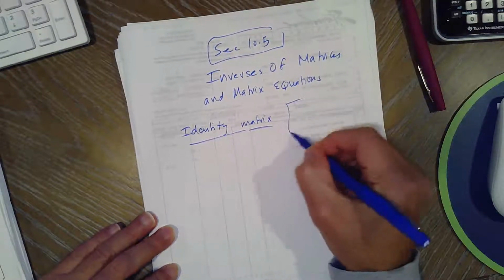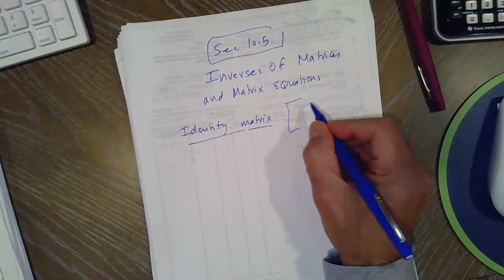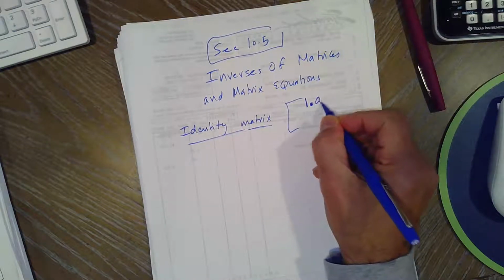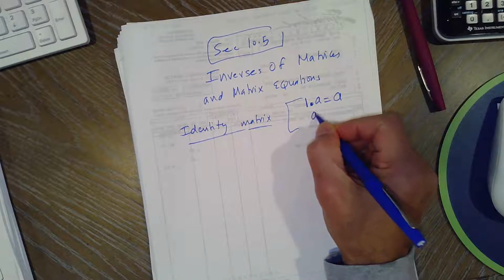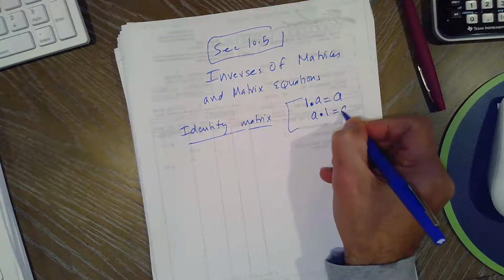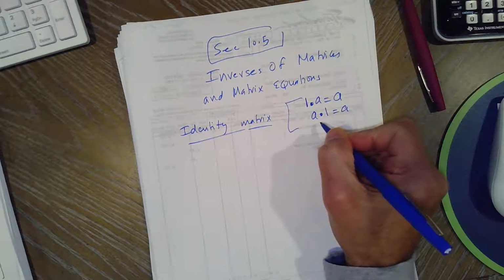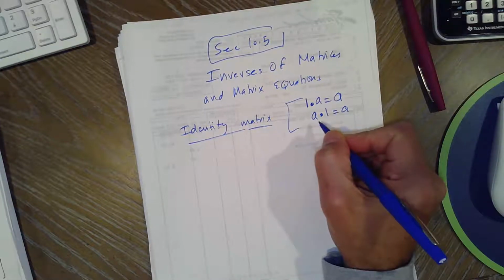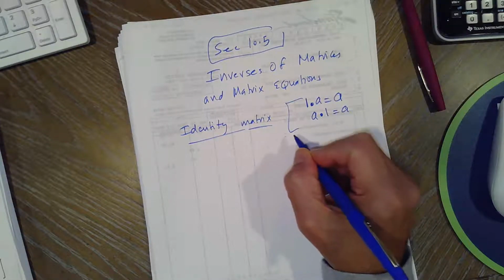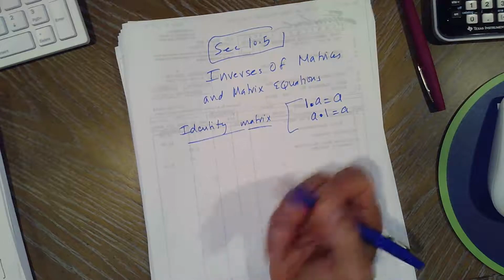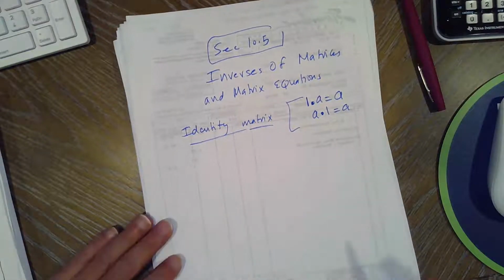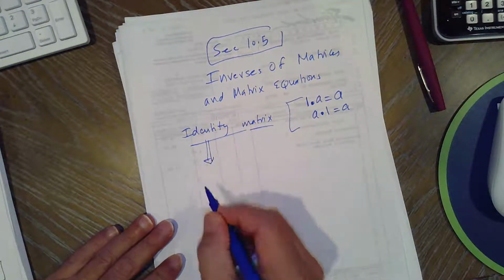It's like the identity for multiplication in real numbers. If you take 1 times any real number, you get that real number. Any real number times 1 is A. Is there such a matrix? When you multiply it by another matrix, nothing changes. That's what we're looking for. There is actually. There is what we call the identity matrix.